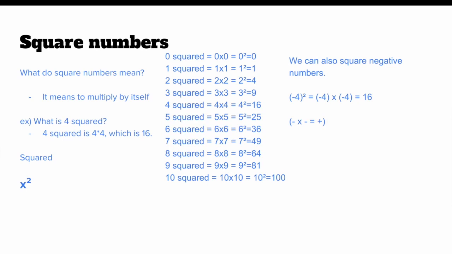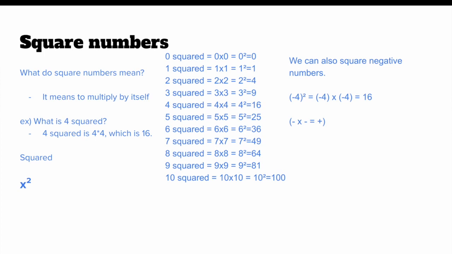0 squared is 0 times 0, so it's 0. 1 squared is 1 times 1, so it's 1. 2 squared is 2 times 2, so it's 4. 3 squared is 3 times 3, so it's 9. 4 squared is 4 times 4, so it's 16. 5 squared is 5 times 5, so it's 25.